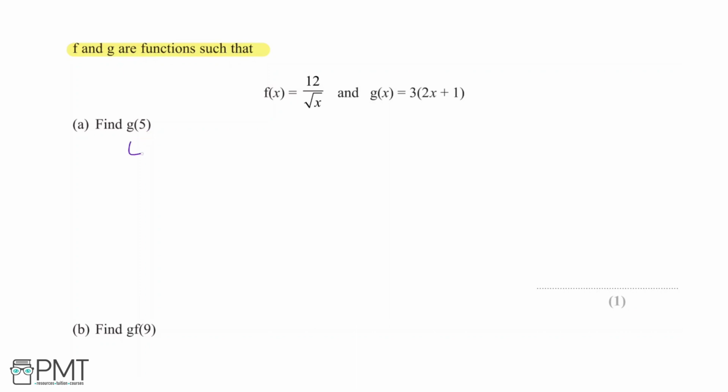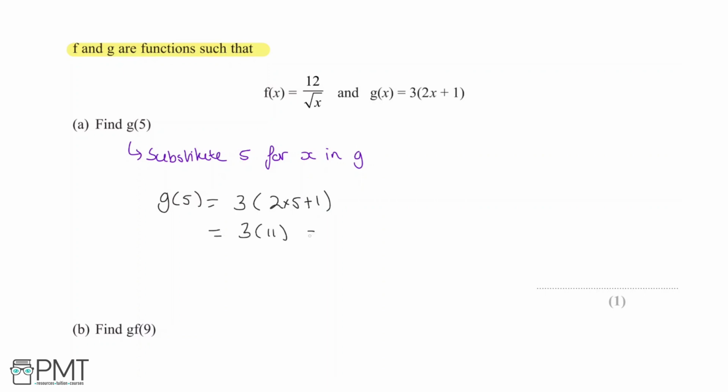So in this case, all we need to do is substitute 5 for x in g. And what this means is, in g, everywhere we see an x, we're just going to put a 5. So g of 5 equals 3 times (2 times 5 plus 1). 2 times 5 is 10, plus 1 is 11, so this means we have 3 times 11, and this equals 33. We can write that in the answer space like this. Now this part is worth 1 mark, and you get 1 mark for the correct answer.